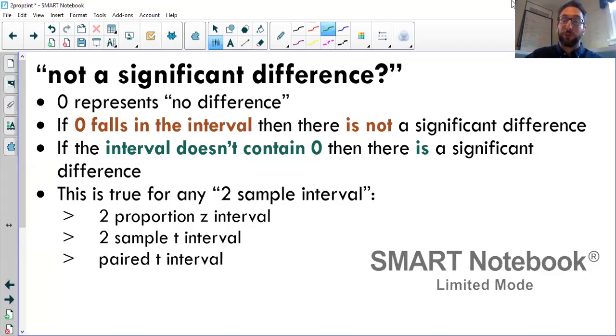So, kind of a recap, you can give your screen a little pause here. This is something good to throw down in the notes. 0 represents no difference. If 0 is inside the interval, there's not a significant difference. If the interval doesn't contain 0, there is a significant difference. And that's true for any 2 sample interval, as I referenced earlier, those listed below.